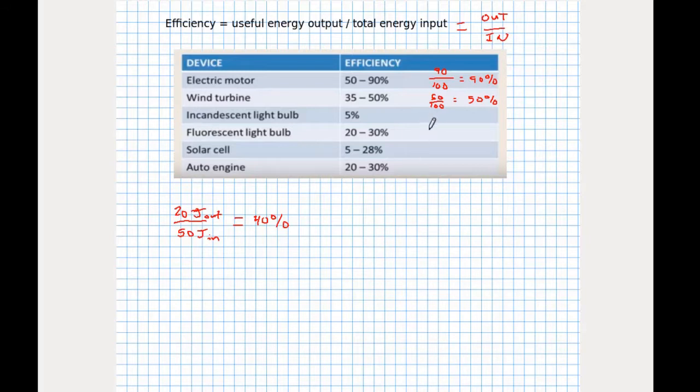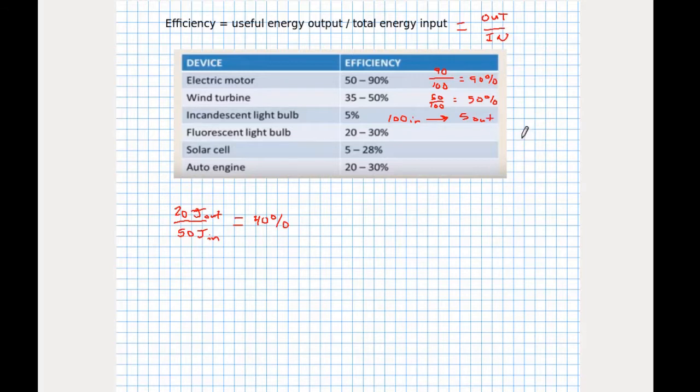Okay, an incandescent light bulb. Compared to these other things we're looking at, an incandescent light bulb has a terrible efficiency. It's only about 5%. So that means if you put 100 joules in, you only get 5 out. So 100 in turns into only 5 of output.